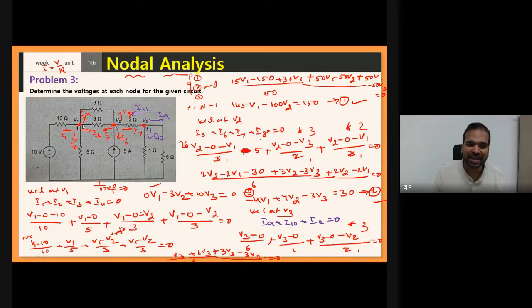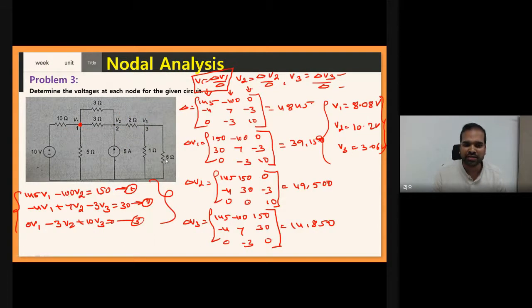Before applying KCL, what do we need to consider? The current is leaving through each branch from that node. Therefore I1, I2, I3, I4. For V2, we need to consider after that I5, I6, I7, I8, like that. So finally I get 3 equations. By using Cramer's rule, I find the node voltages.